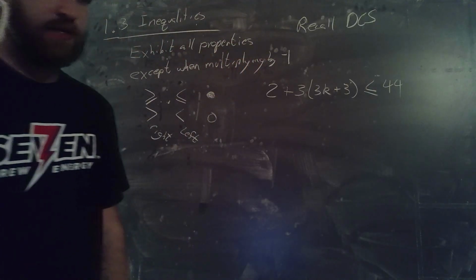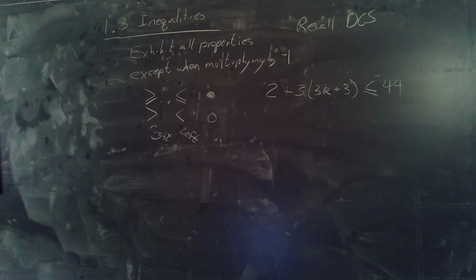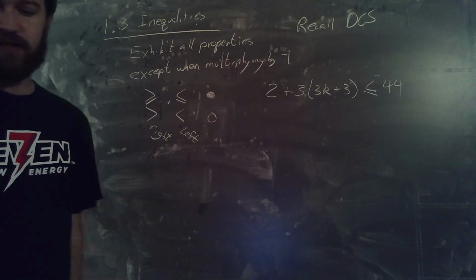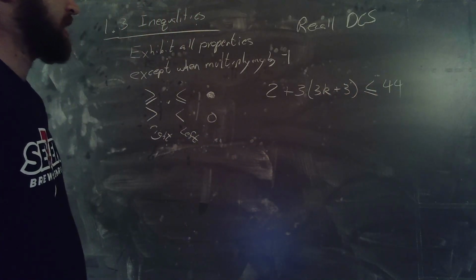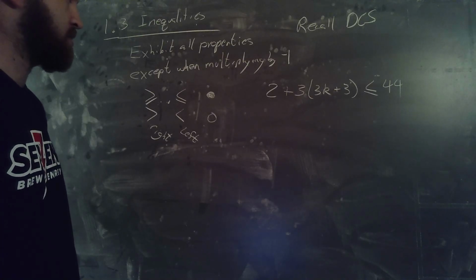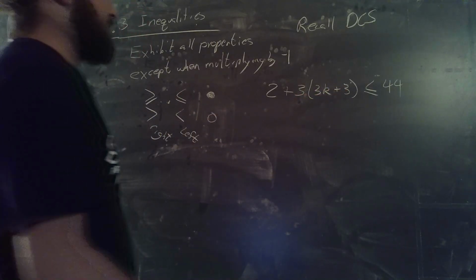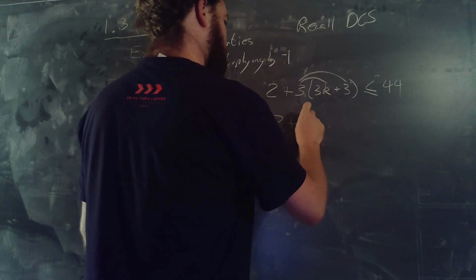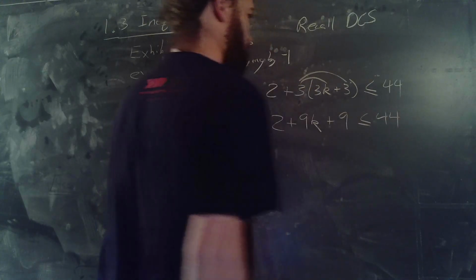And remember, we'd like to repeat the mantra DCS because this is going to exhibit all the same properties of an equation, except with the added little piece that when we divide or multiply by a negative, I have to flip the direction of the inequality symbol, meaning it flips from less to greater. Okay, so I'm going to first check the left-hand side to see if there are any distributes, basically numbers that are distributed over parentheses. I see that I have a 3 being distributed through this parenthesis here. That means that the 3 must multiply both things inside of the parentheses. So I'll have 2 plus 9k plus 9 less than or equal to 44.